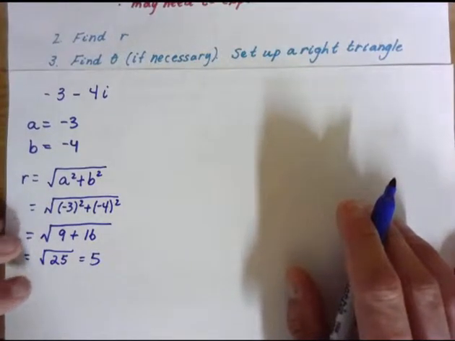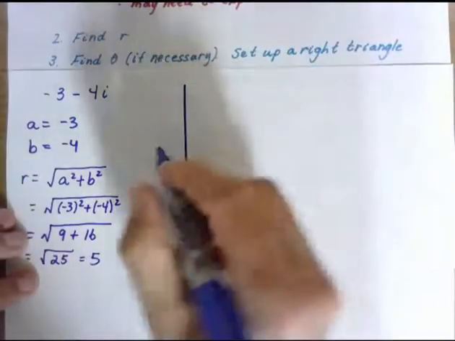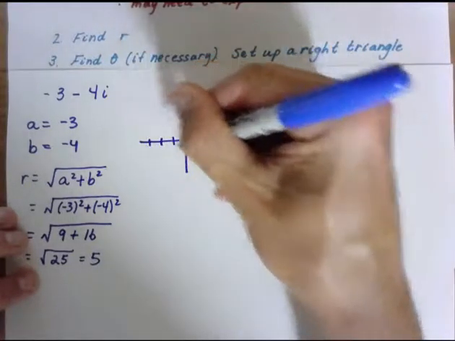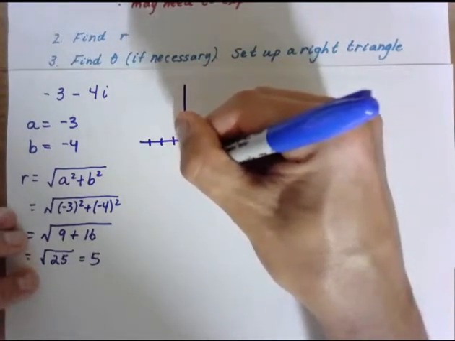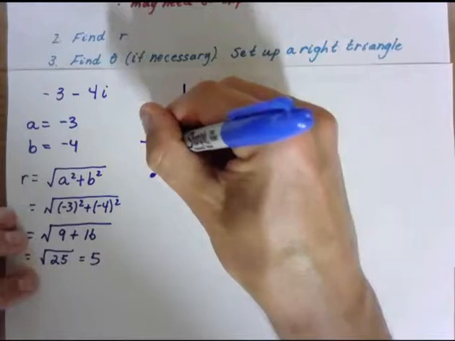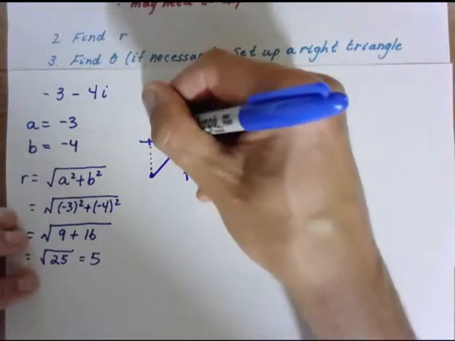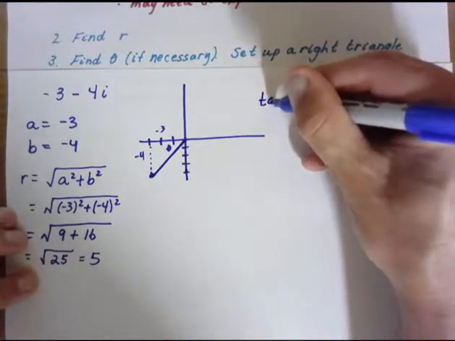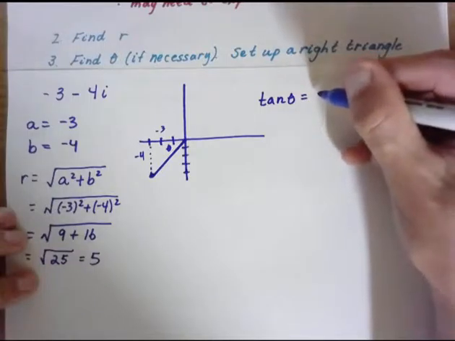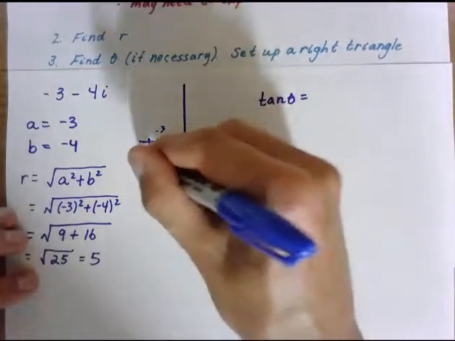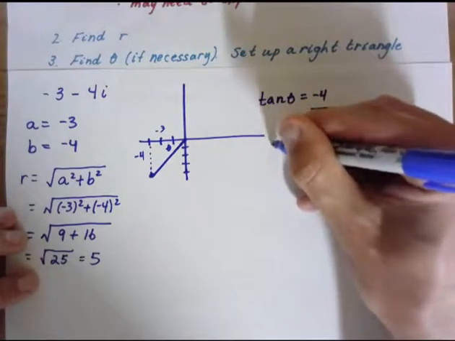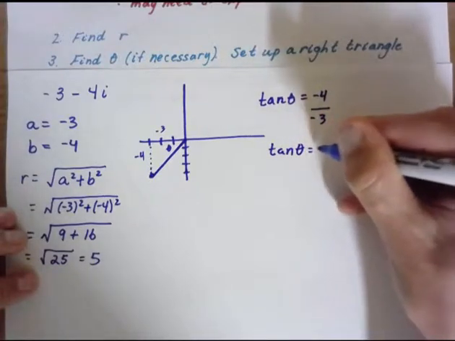Now I got to find theta. And what I like about this example is that we go ahead and do this. Okay, we're going to draw this. So we have -1, 2, 3, 1, 2, 3, 4. So we go down here. So here's theta. Okay, that's -3, -4, opposite over adjacent. So we're going to use tangent here. So we have tangent of theta is equal to opposite, which is -4, over adjacent, which is -3. So we're really looking for the tangent of theta equals 4/3.